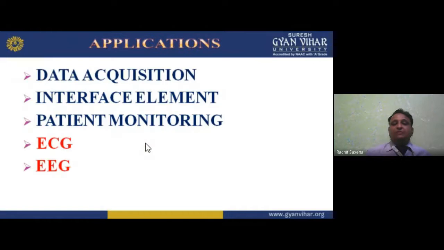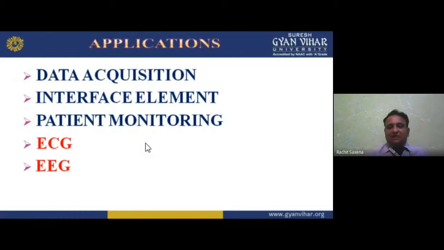Now, if I'm talking about the applications, my dear student, the applications are data acquisition, interface element between two systems, and patient monitoring, that is ECG and EEG. In both ECG and EEG we can use the capacitively coupled amplifier. As per the application, we can use transformer coupled, optical coupled, or capacitive coupled. So three types are there.